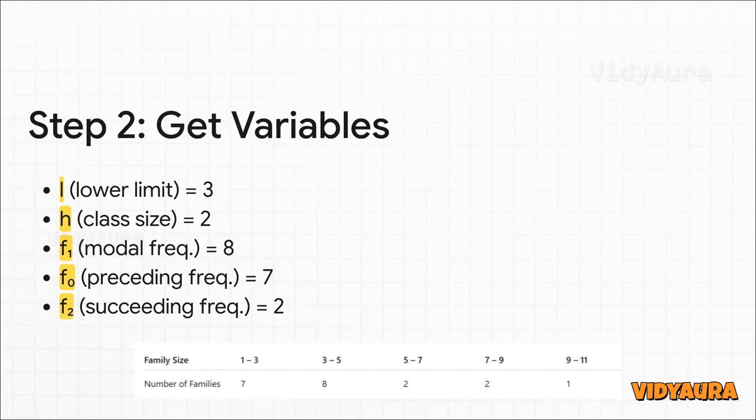Okay, next up, we just pull the numbers we need straight from the table. The lower limit, L, is 3. The class size, H, is 2, because the groups span 2 numbers, like 3 to 5. The frequency of the modal class itself, F1, is 8. And then the frequencies of the class before and the class after are 7 and 2.